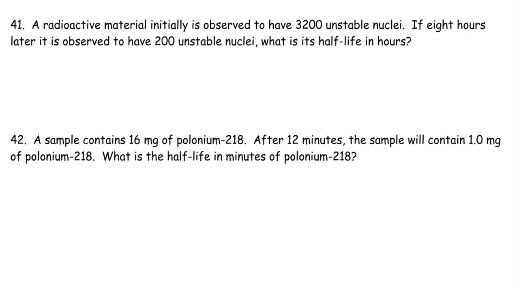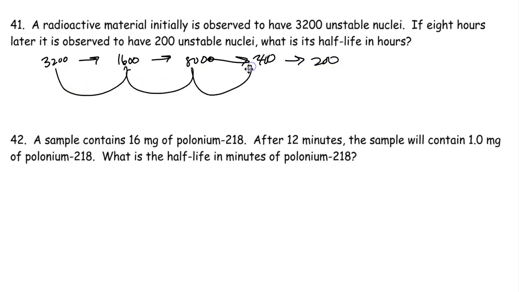Okay, next one. It says a radioactive material is observed to have 3,200 unstable nuclei. If 8 hours later there's 200 left, what's its half-life in hours? So we need to figure out how long it takes to chop 3,200 in half to get down to 200. Well, if I start with 3,200, half of that is 1,600. Half of 1,600 is 800. Half of 800 is 400. Half of 400 is 200. So that was 1, 2, 3, 4 half-lives that have elapsed.